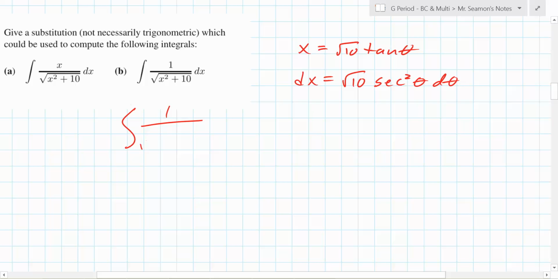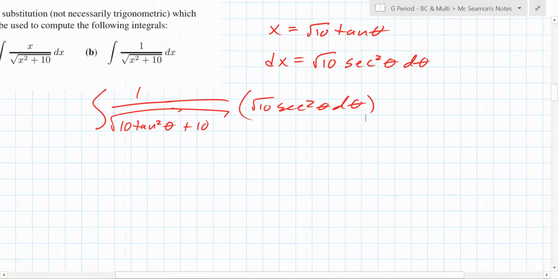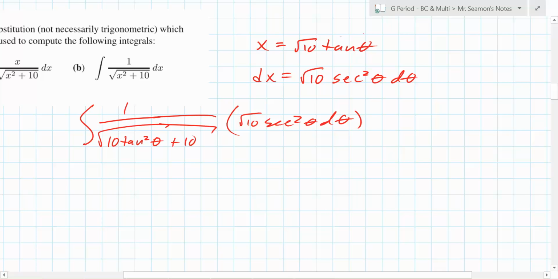What do you end up with? 1 over the square root of x squared. Sorry, excuse me. I didn't put it in the right place. You end up with 10 tangent squared theta plus 10, right? This extends over here. And then instead of dx, what do you have? Well, the square root of 10 secant squared theta d theta, correct? We did this substitution right here. When you do the derivative, the constant stays. You know that.